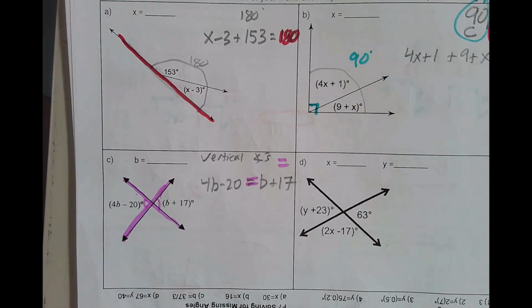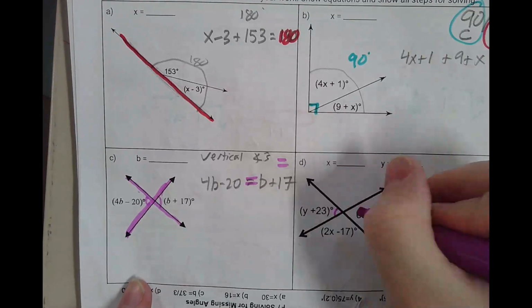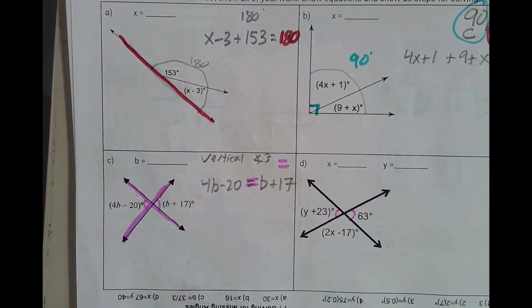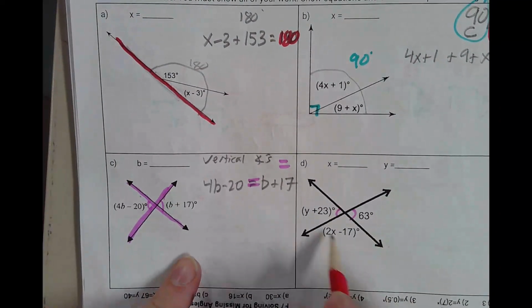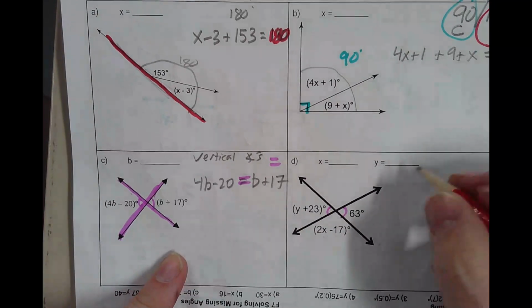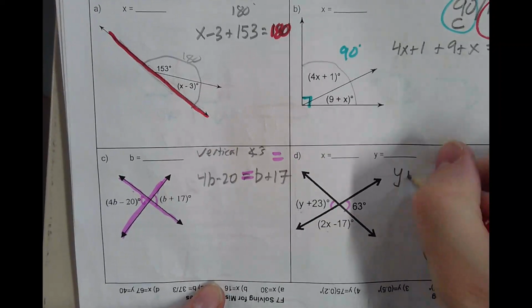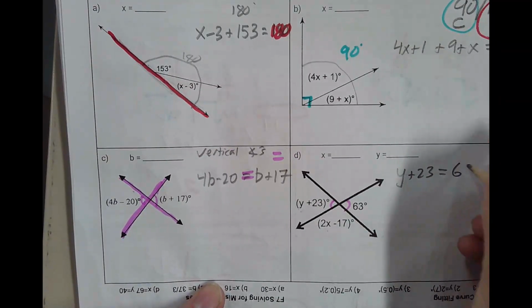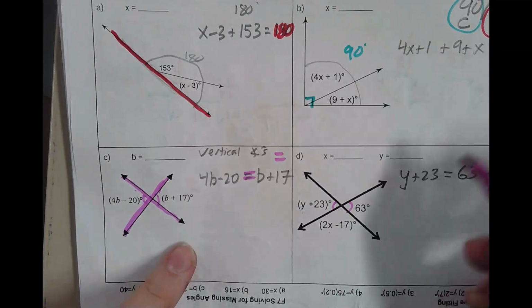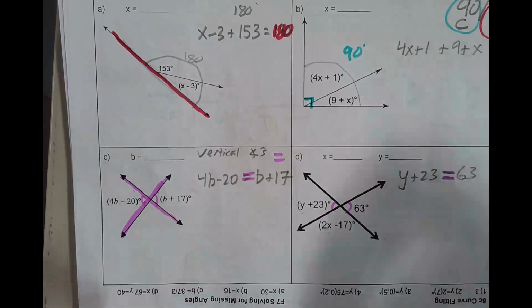So the way that we're going to solve this one is we're going to go ahead and say these are equal first, because this one says y, this one says x. That's an issue. So we're going to solve this one first. We're going to go ahead and say y plus 23 equals 63. Solve that one.